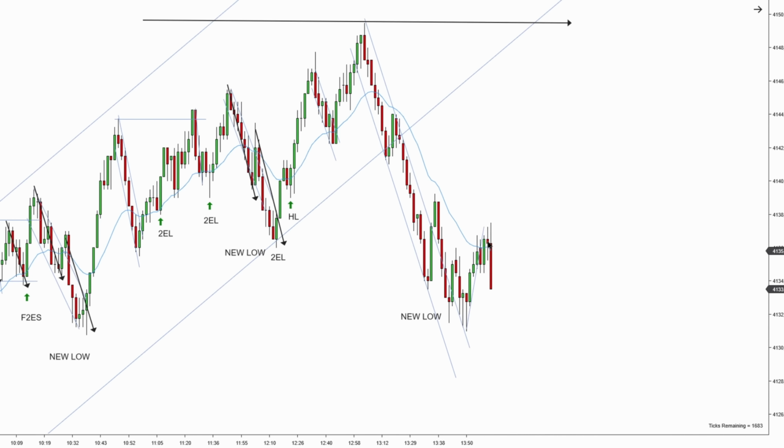We have a high low. Can I take high low? I cannot take high low just yet. This is a strong bearish push down. I don't know how deep the correction is going to be. I'm not at the key entry point.